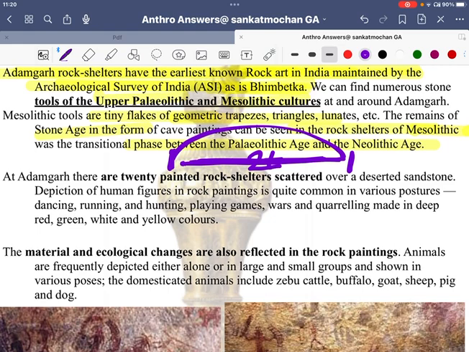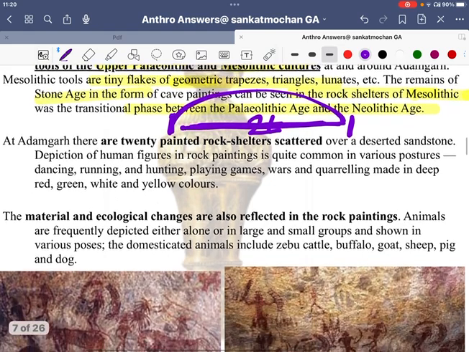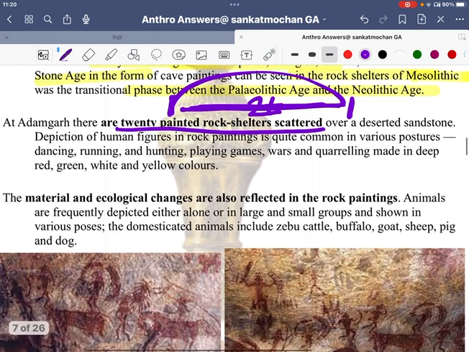This transitional phase. At Adamgarh, 20 painted rock shelters are scattered over deserted stone. Depicting human figures in rock painting is quite common, in various postures. Dancing, running, hunting, playing games, war. See, as I said, what they do is what they draw. Fine. That is very important to learn from this: the type of society, the type of culture, the type of work they do, how people evolve.